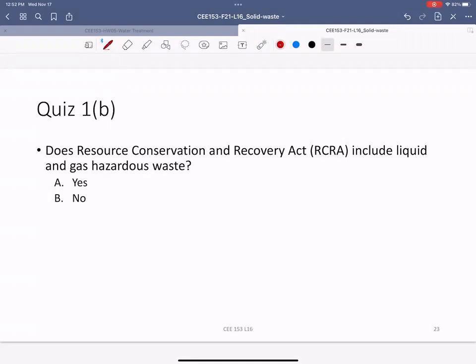Okay, that's a good thing, we discussed that. So the answer is yes, include liquid or gas. The state of a substance or the phase of a substance has nothing to do with it being determined as a solid waste, because whether gas or liquid, they are all inside a container. By definition, they are called solid waste because of that.